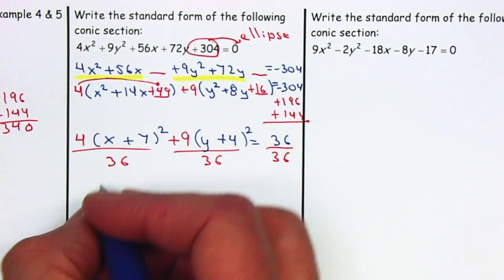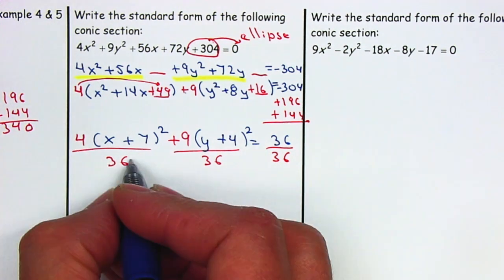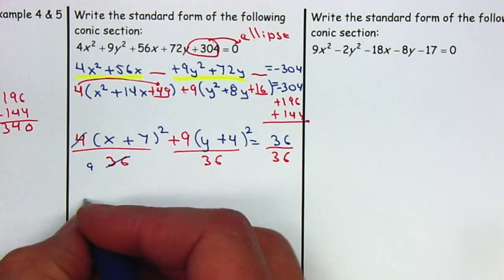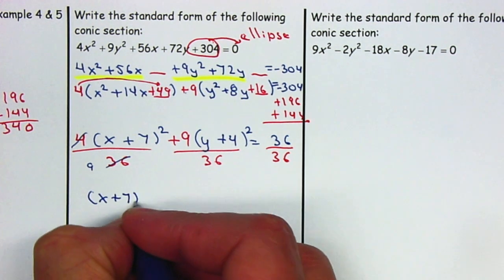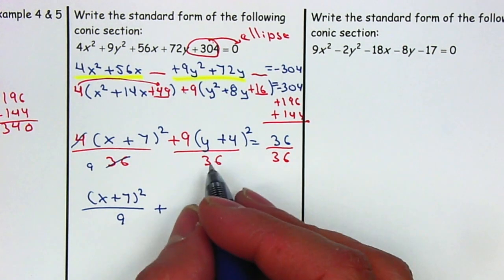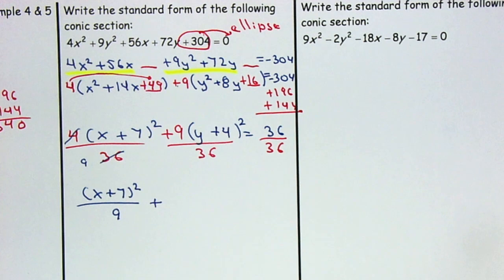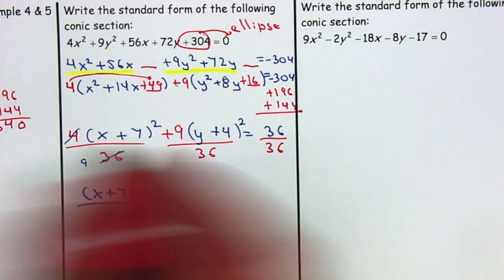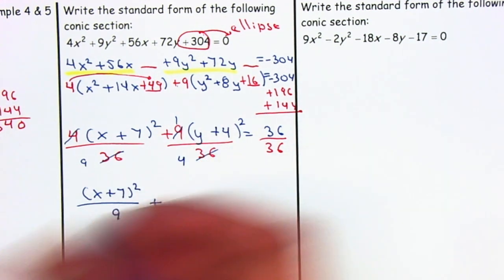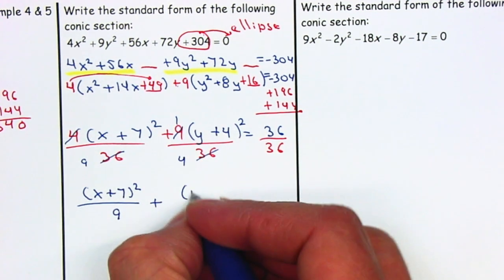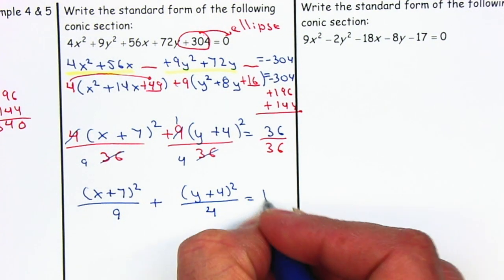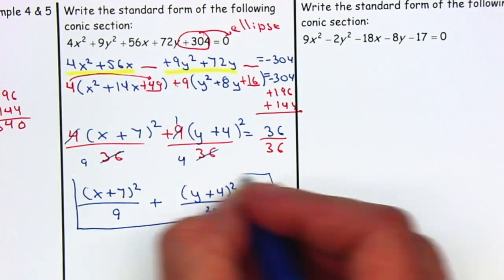Go ahead and simplify. One number divides 4 and 36, divide by 4, so it gives me 1. That gives me 9. So that will be x plus 7 squared over 9 plus, go ahead and factor out, one number divides 9 and 36, we can divide by 9, so that gives me 1, and that gives me 4. That will be y plus 4 squared over 4, and that will be equal to 1. So that will be the standard form of an ellipse.